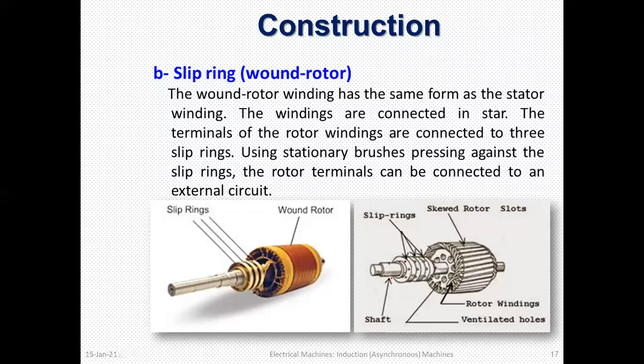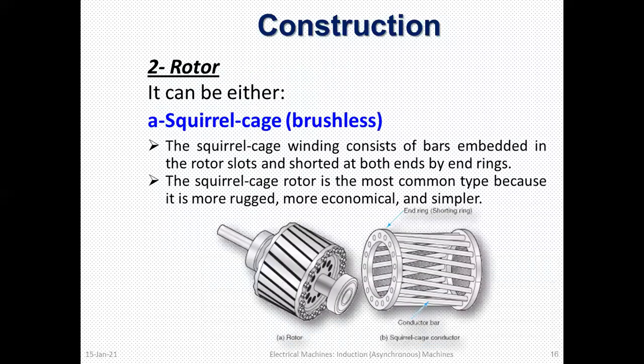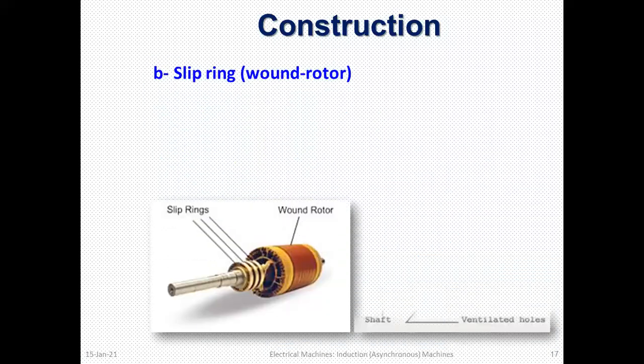This is the shaft. The rotor winding is placed here, and ventilated holes are given here. Skewed rotor slots: skew has some advantages that we will see later, which is why these slots are slightly twisted. So this is the slip ring wound rotor. Two types of rotors are there: one is slip ring, another is squirrel cage.